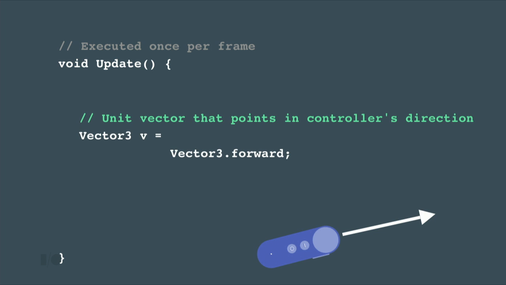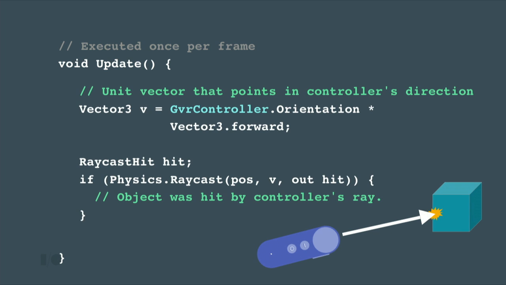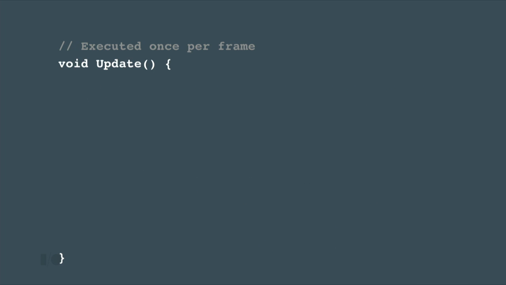Again, we just have to multiply something by vector3.forward, and that something is just GVR controller.orientation. That's what you multiply, and then you get a vector that points in the same direction that the controller is currently pointing at. Now let's do some raycasting. Suppose you have a game where the user is trying to select an object in 3D space using the controller as if it was a laser pointer. Again, you just get a vector from the controller and then do the usual Unity raycast to figure out which object was hit. So the API is very straightforward.